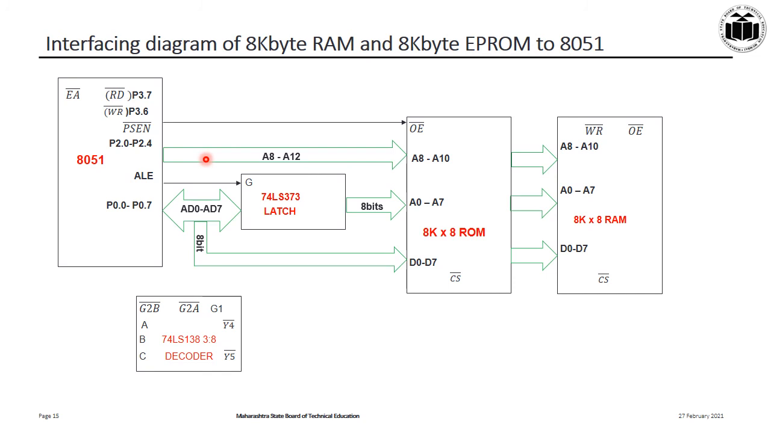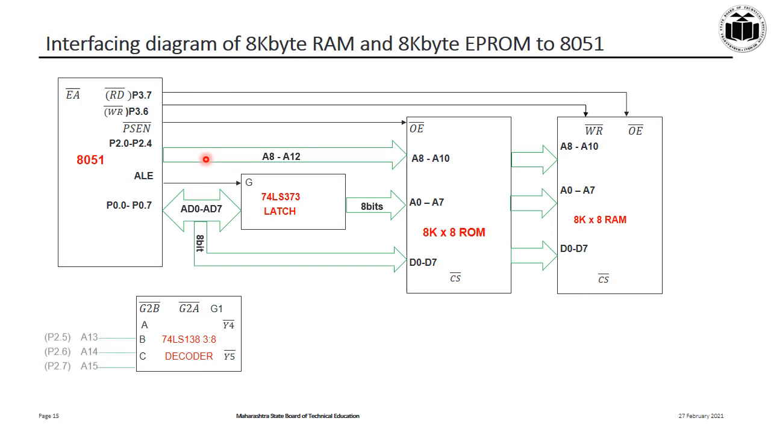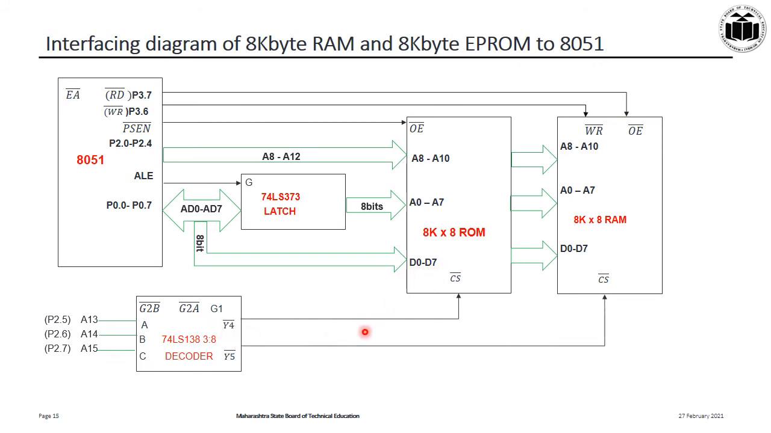PSEN bar is connected to OE bar of ROM, RD bar and WR bar to RAM. A13, A14 and A15 are the select lines. Y4 bar is connected to CS bar of ROM and Y5 bar to CS bar of RAM. G1 is connected to VCC and G2A bar and G2B bar are grounded. Because we are connecting external ROM, EA bar needs to be grounded.